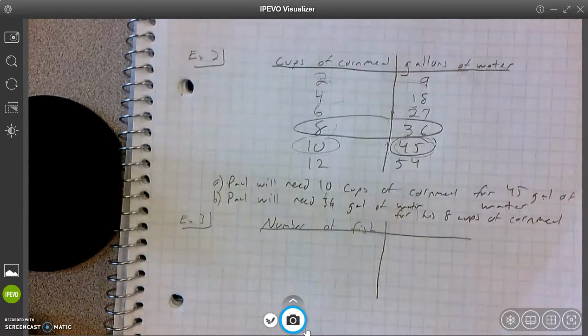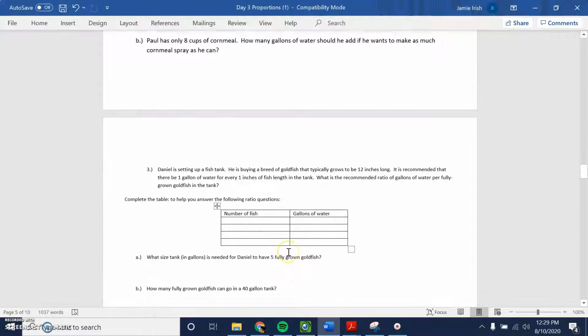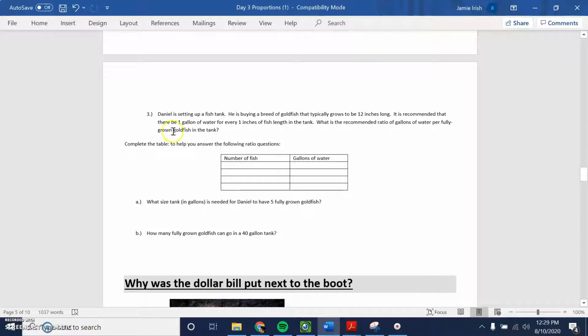All right, let's do example 3. Let's see if you can do it. Ooh, let's preview it though. Here we go. Number 3. Follow along as I read. Daniel is setting up a fish tank. He is buying a breed of goldfish that typically grows to be 12 inches long. Who has a big goldfish?